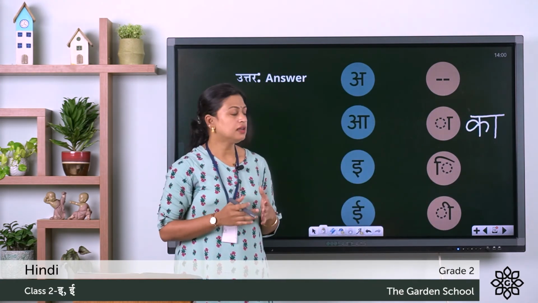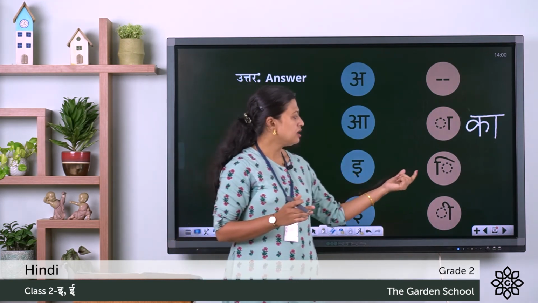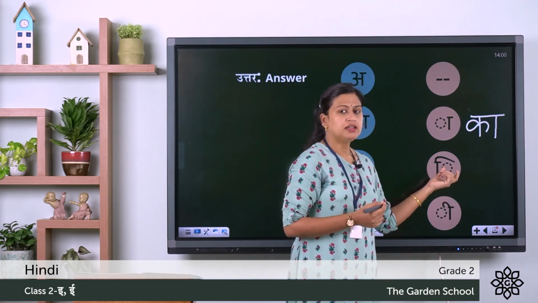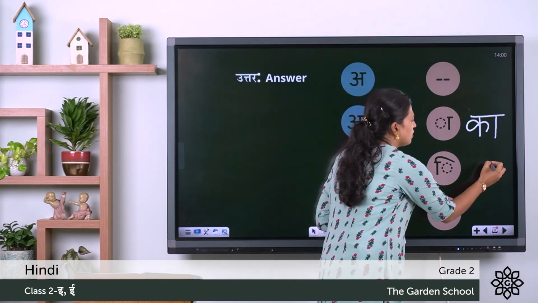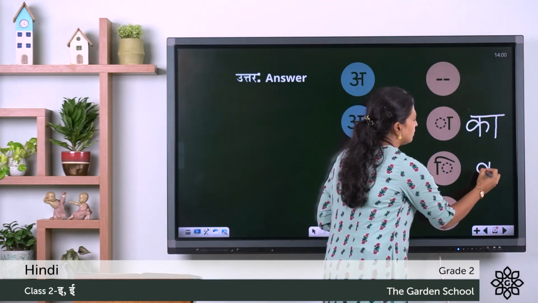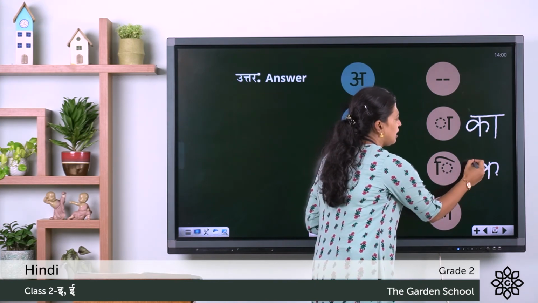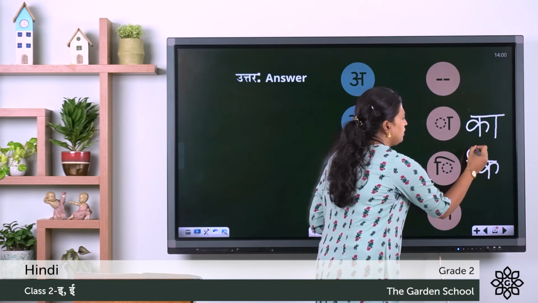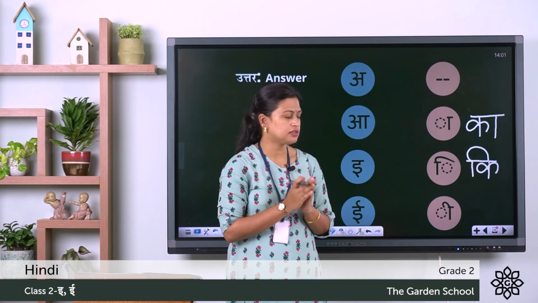Now here the third Swarakshar is E. It has a short sound. Now this is the symbol for E. When we write this E symbol with a consonant, for example, consonant Ka, we write this symbol before Ka. That means first standing line, sleeping line, and on the top a roof. So this is Ki. It has a short sound.